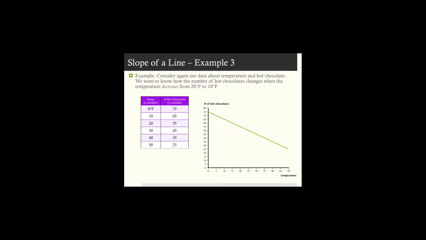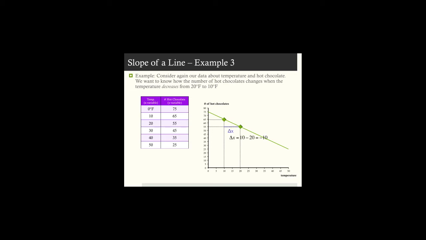Let's consider the same data about temperature in hot chocolate. However, this time we want to know how the number of hot chocolates change when the temperature decreases from 20 degrees to 10 degrees. So when the temperature is 20 degrees, we know that the number of hot chocolates sold is 55. And when the temperature decreases to 10 degrees, the number of hot chocolates sold increases to 65. So what's the slope between these 2 points?